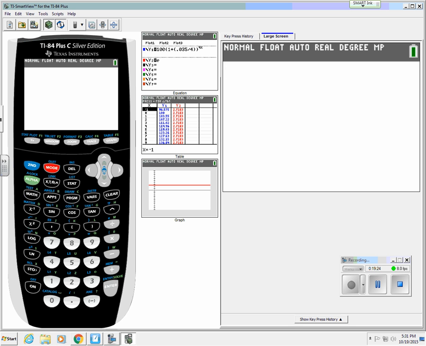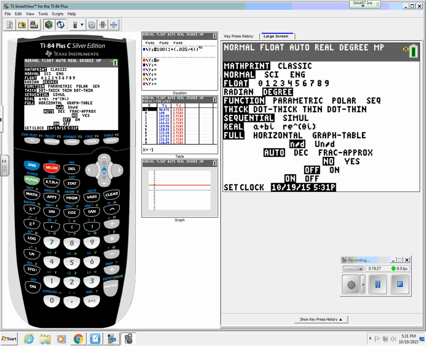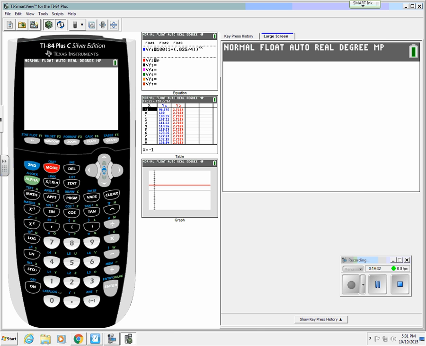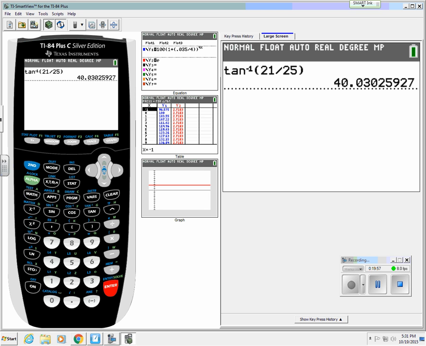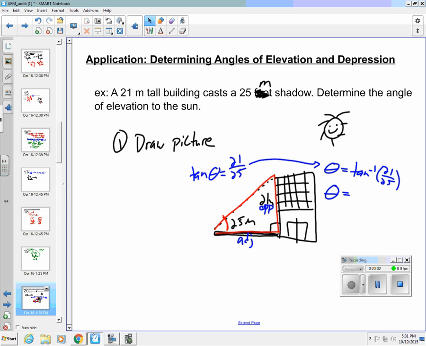Again, we're doing things with the trig functions. Check the mode, make sure it's in the correct mode. It's in degree mode, that's the third one down. To get the inverse trig functions, we hit second, and then our initial trig function. So for inverse tangent, it's second and tangent, and then I put in the tangent ratio for the angle, which is going to be 21 over 25. It gives me back my angle is about 40 degrees. So that's going to be my angle of elevation to the sun.